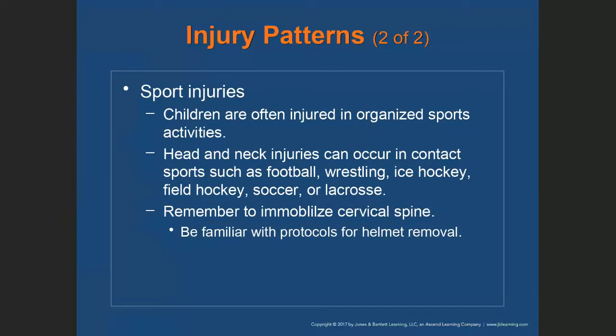Sport injuries. Children are often injured in organized sports activities. They can have head and neck injuries that occur in contact sports such as football, wrestling, which is very common in the US, ice hockey, in which fighting is actually allowed, field hockey, soccer, or lacrosse. We have football here in Jamaica, basketball, and martial arts tournaments as well. Remember to immobilize the cervical spine, and be familiar with protocols for helmet removal.